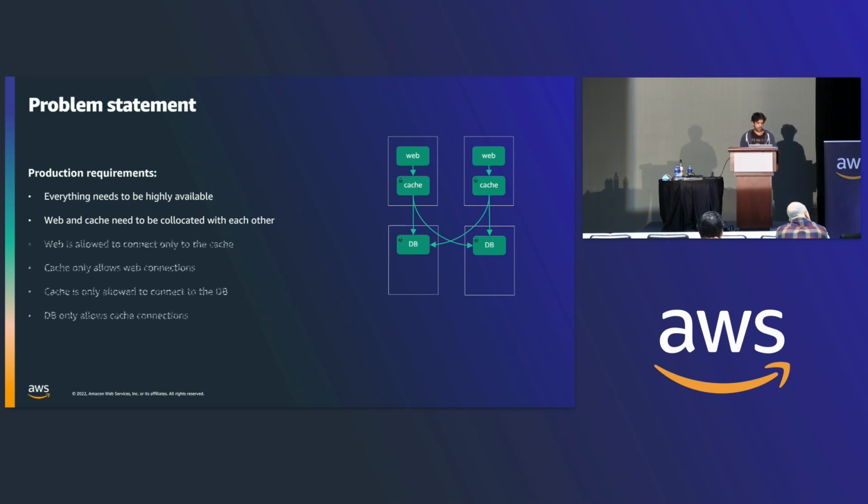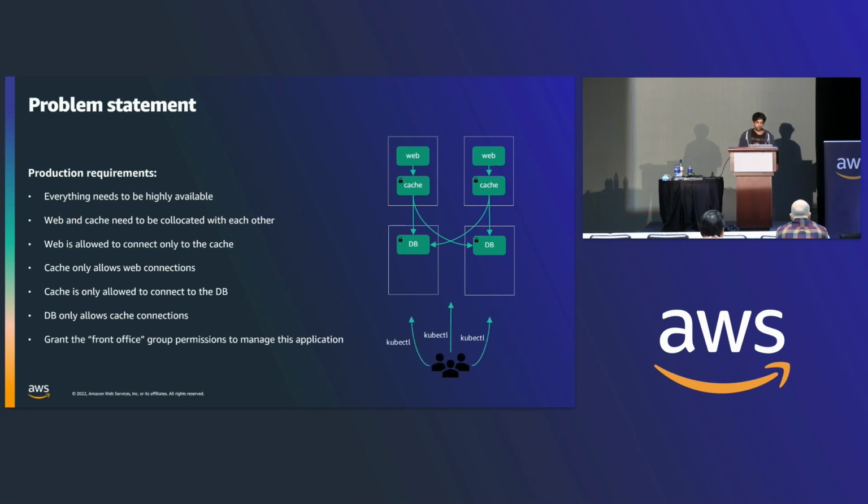The next thing is that we want to restrict the network communication between parts of our application. We know exactly what the network flow should be, right? The web should flow to the cache, and the cache should flow to the DB, and nothing else. No one should connect to the web. No one should connect to the cache except for the web application. And the final thing is, we also want to grant a specific user or a specific group permissions to manage this application entirely. In this case, let's say we have a front office group, and we want that group to manage this application.